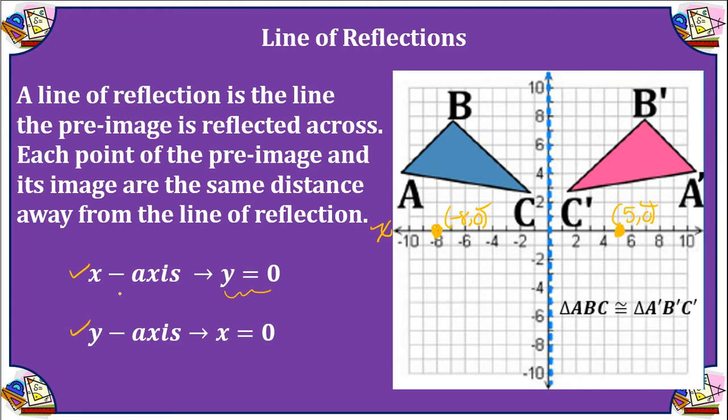And again, we've already discussed the y-axis. All of these coordinates, the x is 0. So for example, up here, this is 0, 8. This coordinate is 0, 6. This coordinate down here is 0, -9. All of these ordered pairs, the x is 0. So that's why we have the equation x equals 0. And again, make sure that you understand that each point of the pre-image and its image are the same distance away from that line of reflection.